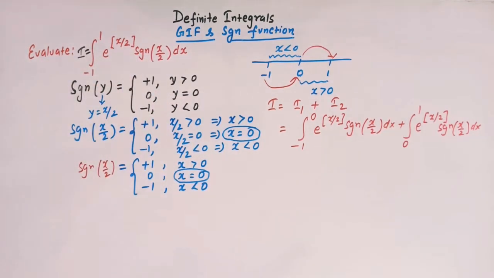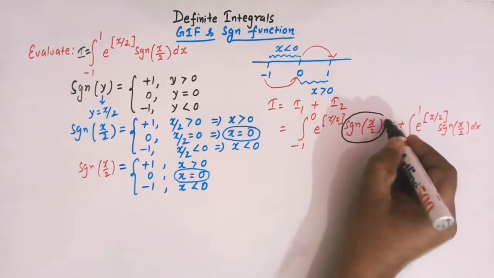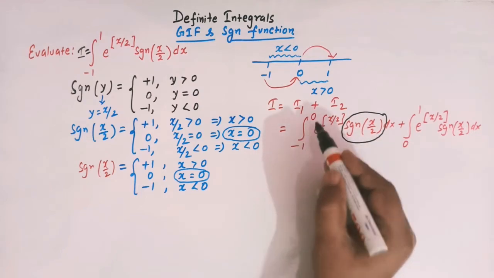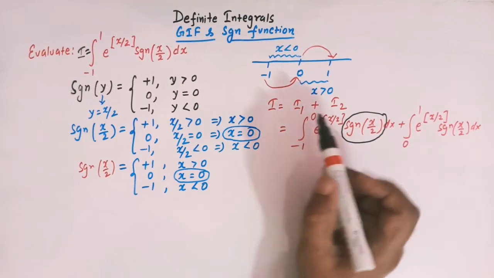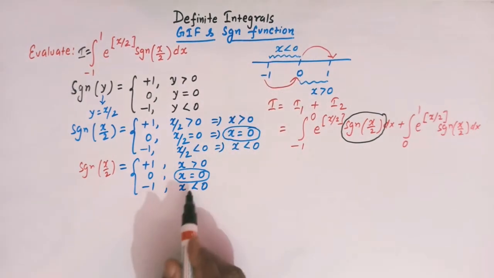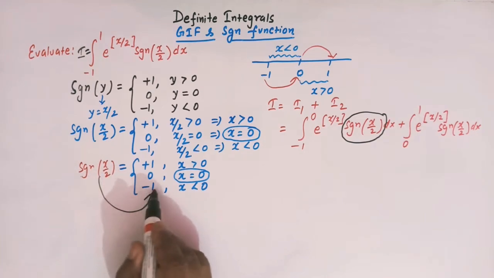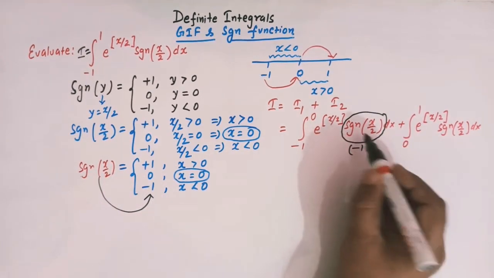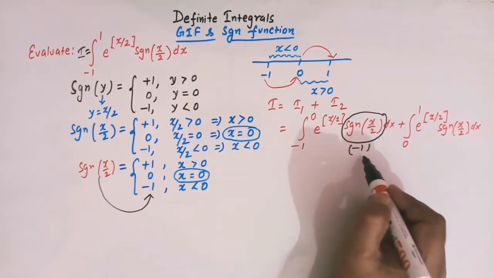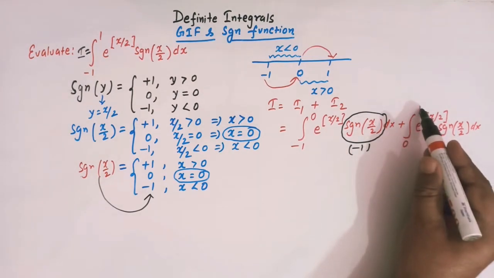Okay. So now for this term, that is signum of x over 2, see, x lies between minus 1 and 0, and between minus 1 and 0 x is less than 0. So we have signum of x over 2 is equal to minus 1. So here we'll have for signum of x over 2 equal to minus 1, right? And here x varies from 0 to 1, right?